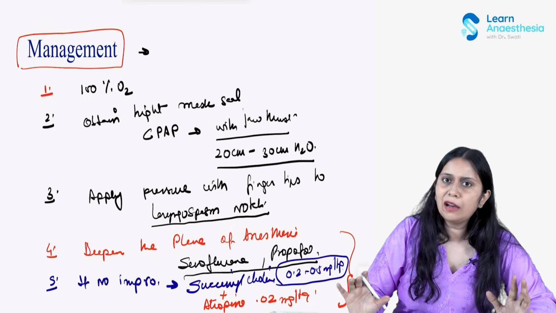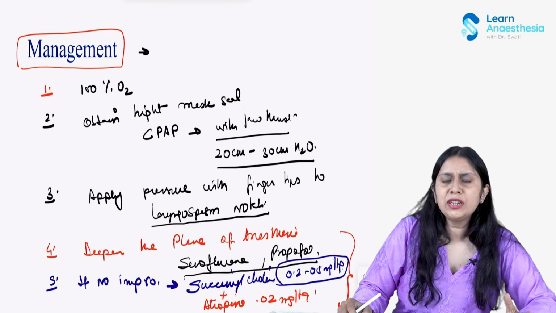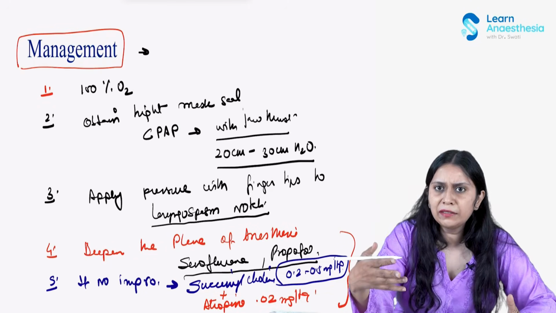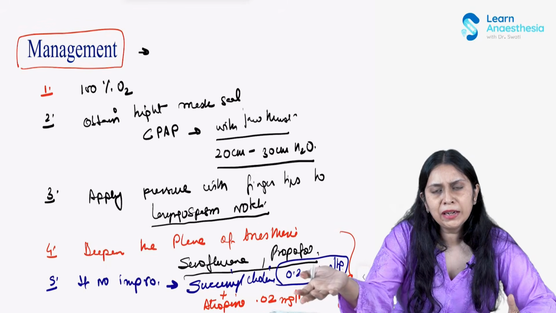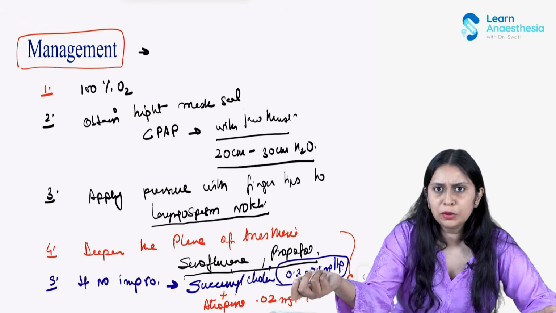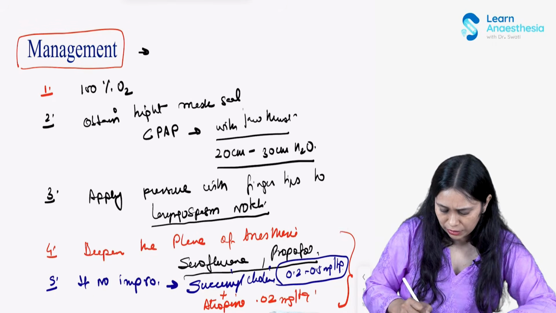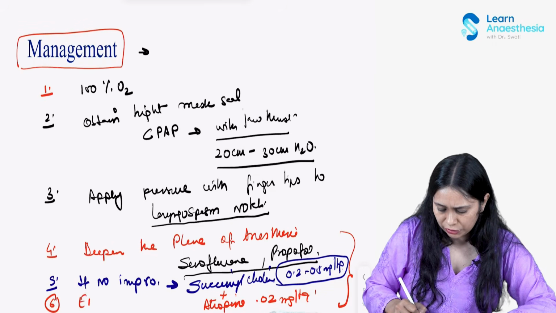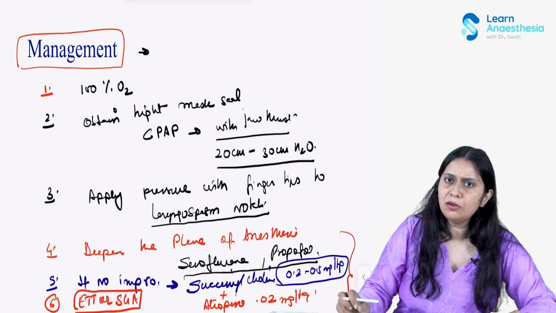Now after paralyzing the patient, if the patient doesn't already have a supraglottic airway device, or is not intubated, we may intubate the patient or put a supraglottic airway device. So the 6th thing which I will do is, I will put an endotracheal tube or a supraglottic airway device and ventilate our patient. Okay, so this is how we manage the laryngospasm.